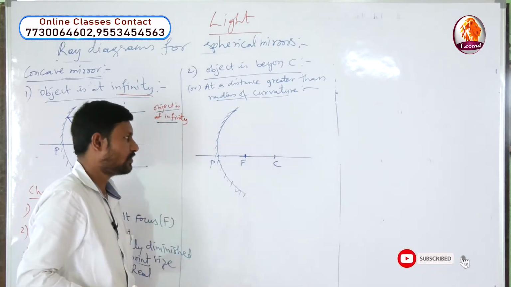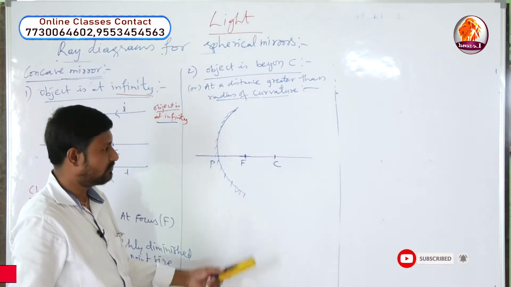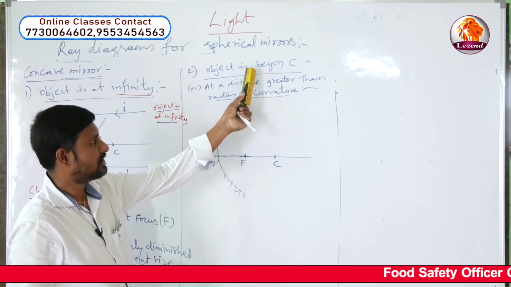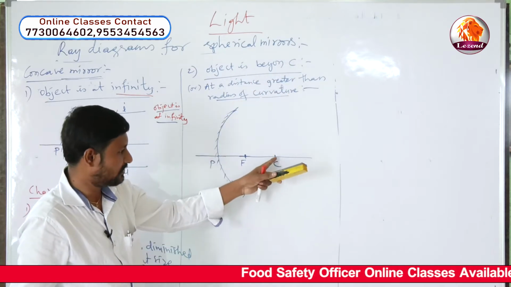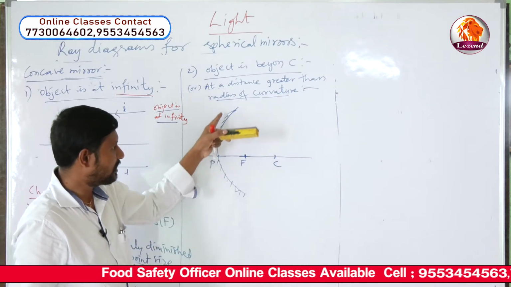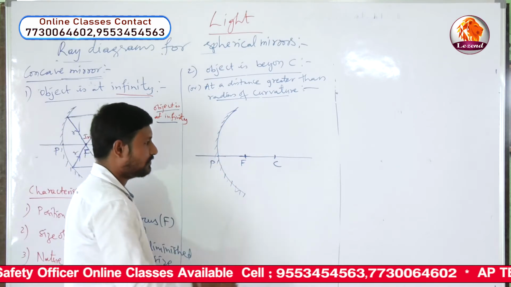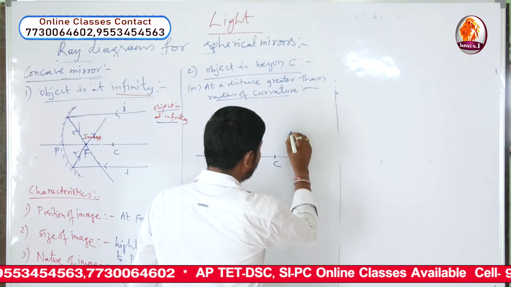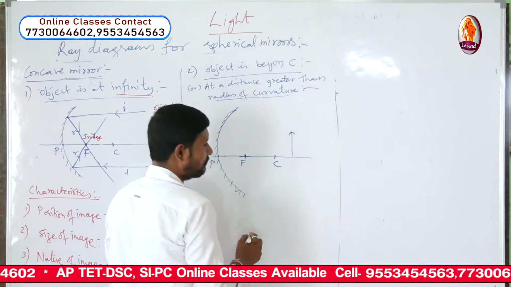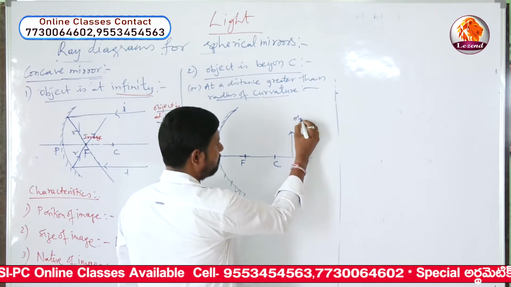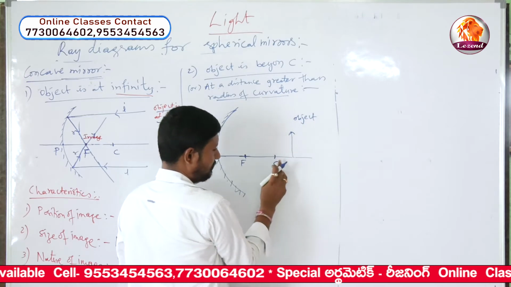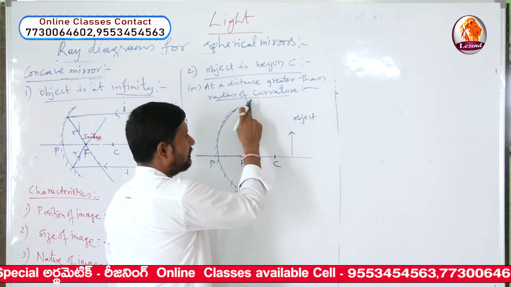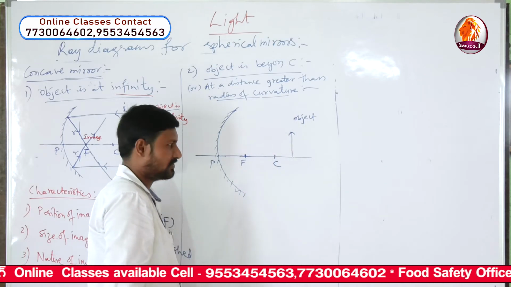Now we need to draw the ray diagram for the image formation of the object placed beyond the center of curvature and in front of the concave mirror. First, as I told you, we should place the extended object. Now this is the object, beyond the center of curvature, or greater than the radius of curvature, that we have to take.